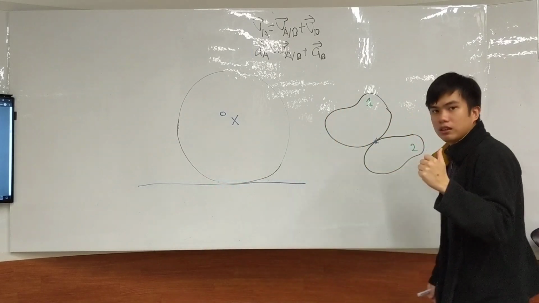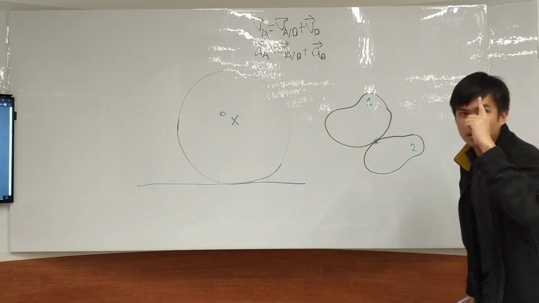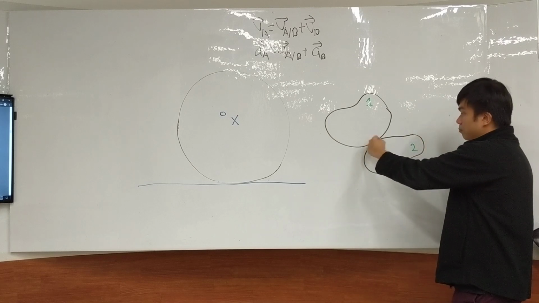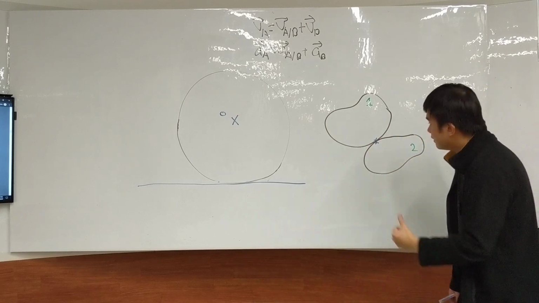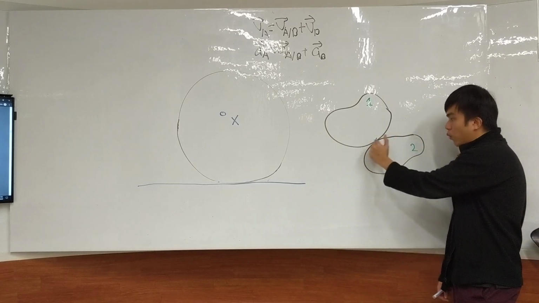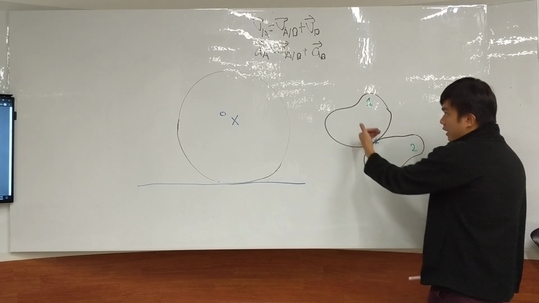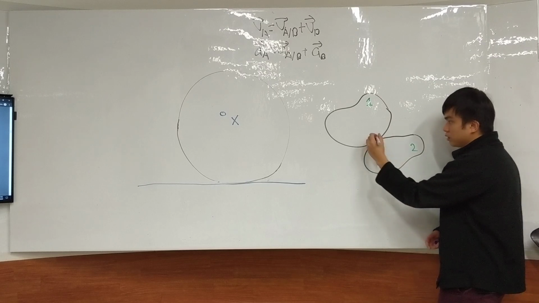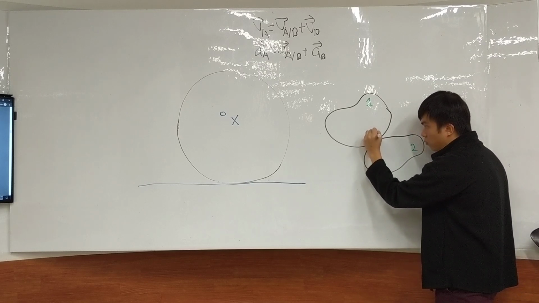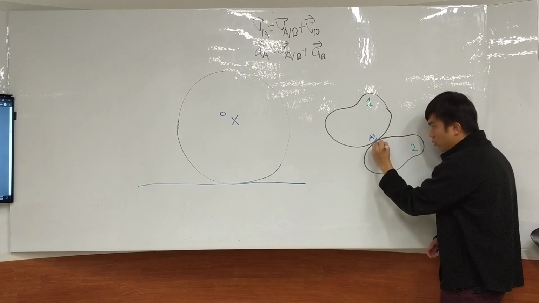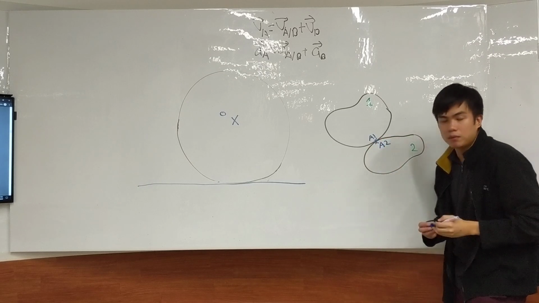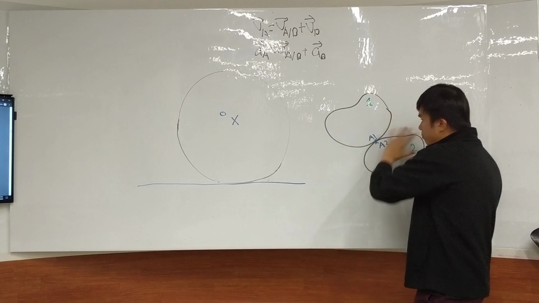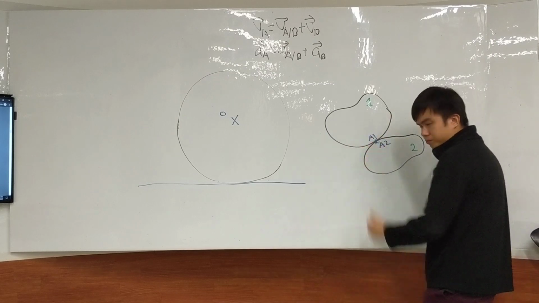So actually, it's incorrect to say there's only one point at this connection, the rolling without slipping point here. To be exact, there are two points: one point which belongs to body 1, and the other point which belongs to body 2. Let's say point A1 belongs to body 1, and point A2 belongs to body 2. These two bodies are rolling without slipping at point A here.